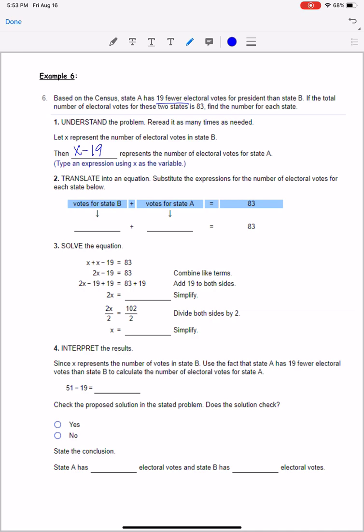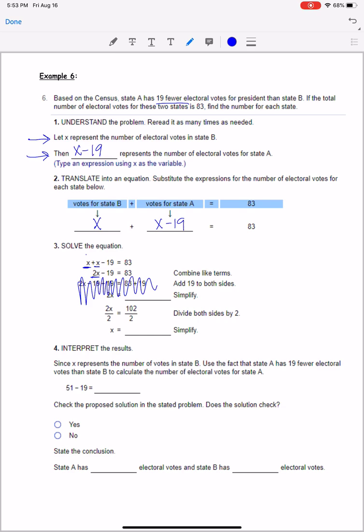So, step 2, translate into an equation. So it says votes for State B. Well, State B says right here is X. State A, that's what we had to write in the blank, is X minus 19. And then they went ahead and already put the equals 83 for the total. So step 3, solve the equation. So they did State B plus A equals the total. So they just wrote it out. They combined it. They did X plus X to get here to this 2X. So if you weren't even looking at the rest of this down here, you had 2X minus 19 equals 83.